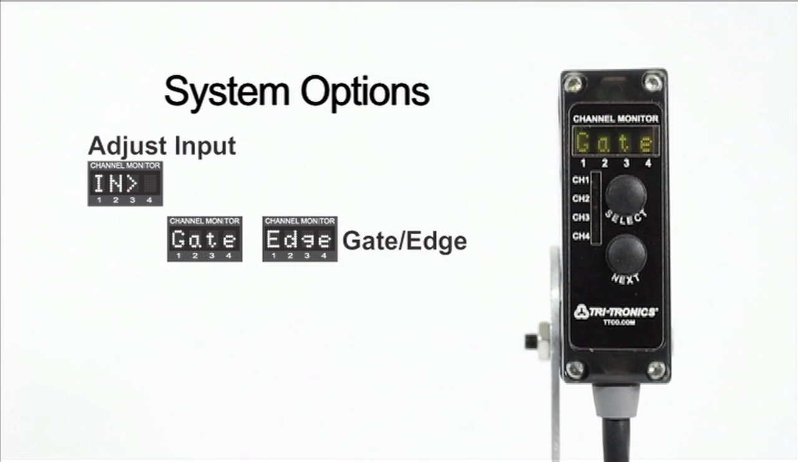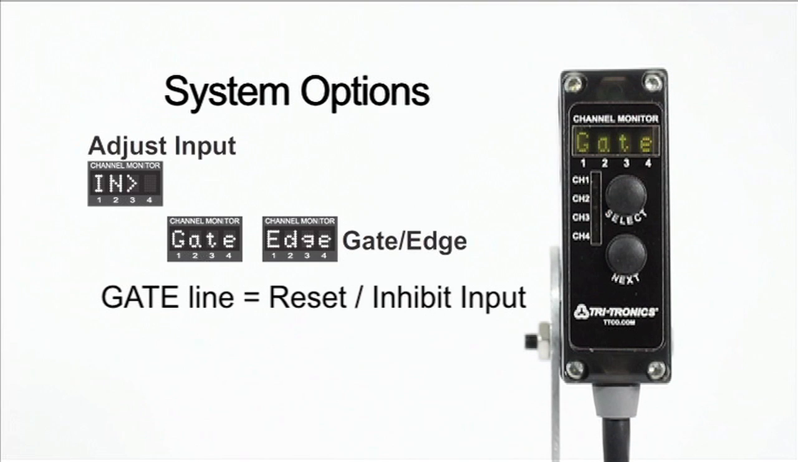In gate mode, the gate input line acts as a reset inhibit input. When this input is not connected or is in the idle state, this input has no effect on sensor performance, and sensor output follows sensor input. When this input is active, it acts as an input inhibit and no further detections will occur.